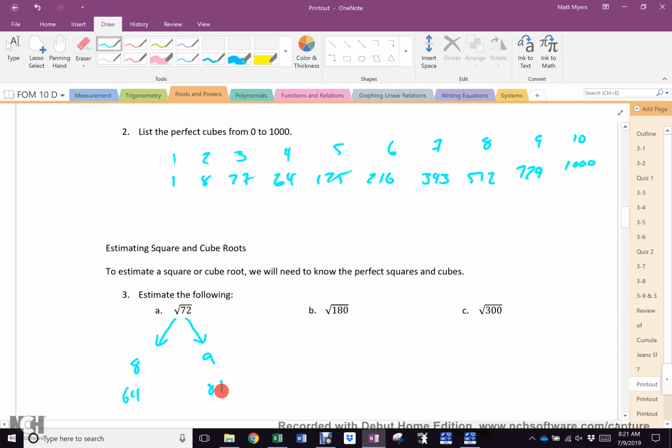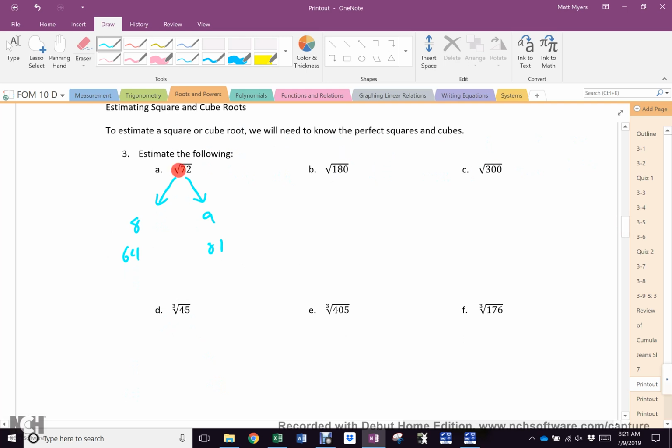Now, if we're just estimating, is 72 closer to 64 or 81, or is it about right in the middle? I'll wait while my grade 10s count. Is 72 right in the middle between 64 and 81, or is it closer to one or the other? Don't go to your calculator. I am asking you to count. This is not difficult. I will wait while you all count.